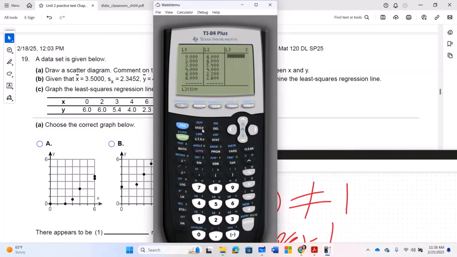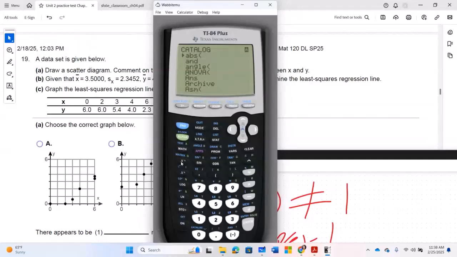Before you ever start doing linear regression, you go to mode and arrow down to float, and make sure you turn decimal points up to 3 decimal points. Okay, change the mode to 3 decimal points in float. All right, the next thing you want to do is go to catalog and turn diagnostic on. So go to catalog and turn diagnostic on.